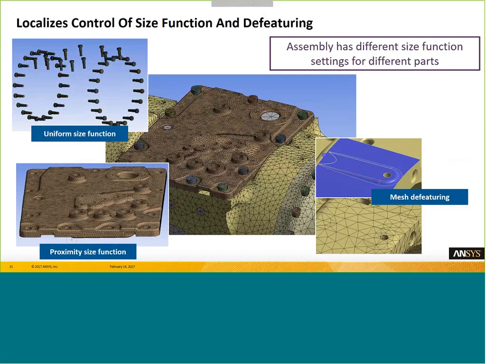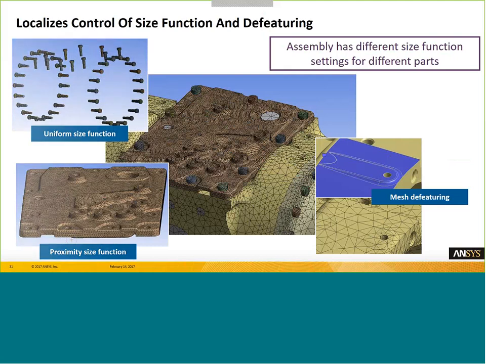We might want to do some mesh-based defeaturing, so the blue panel here we've put as a virtual cell, and we've meshed right over that. We've done some proximity size-based function at the top here, because we want to capture all the detail, and we've got a uniform size function on the bolts here. So we've got different size functions for different parts of the assembly, which allows us a lot more control than we had before.